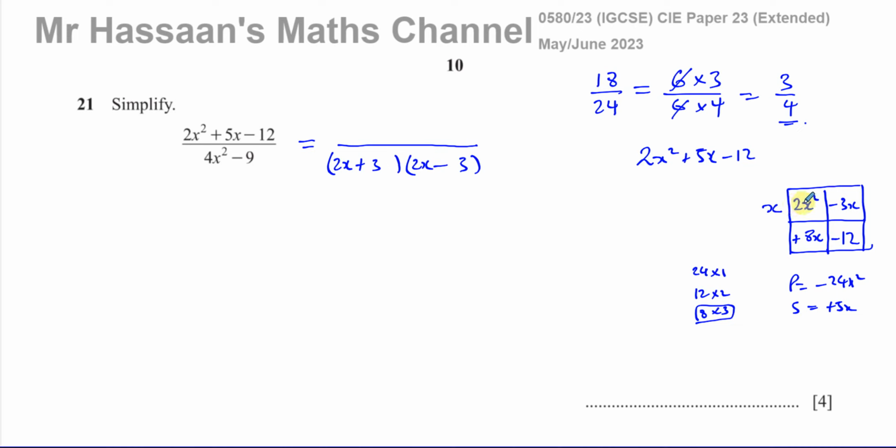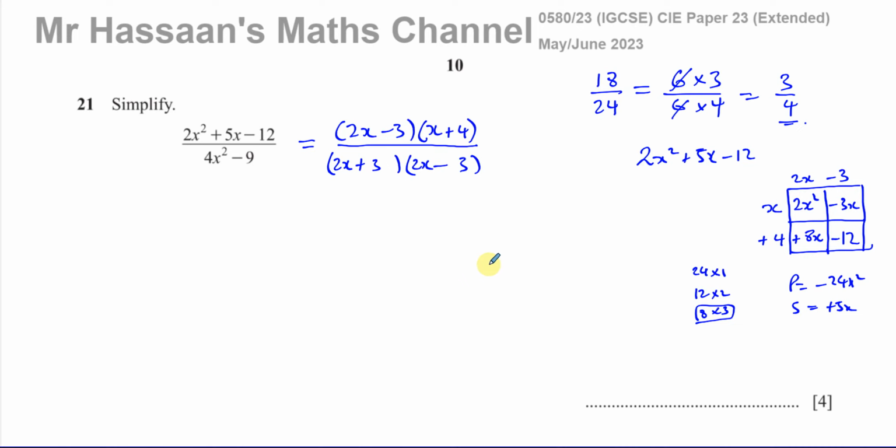X times something gives me 2x squared, that must be 2x. X times something gives me minus 3x, that must be minus 3. 2x times something gives me 8x, that's going to give me plus 4. 4 times 2 is 8. So we're left with 2x minus 3 times x plus 4.